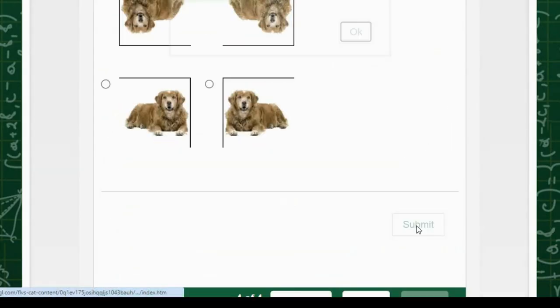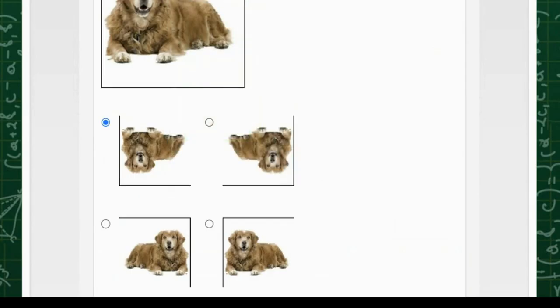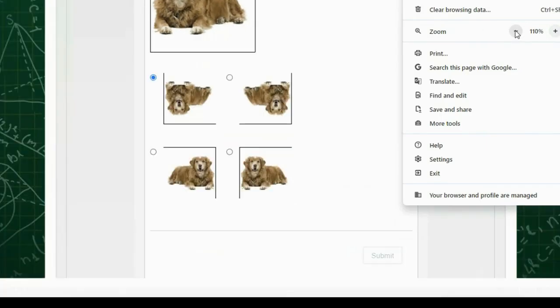And we are correct. We can put the puppy dog upside down in the right place there. All right, we can shrink this back down. That was our fourth. Good job, guys.